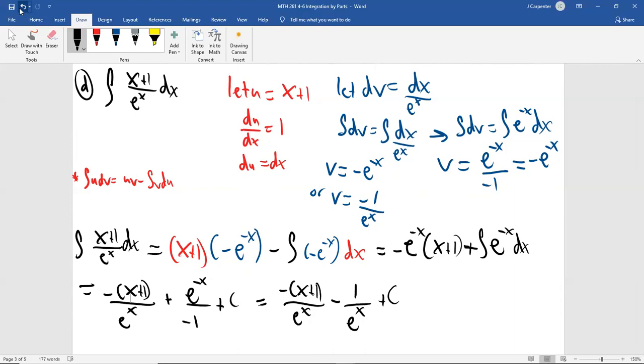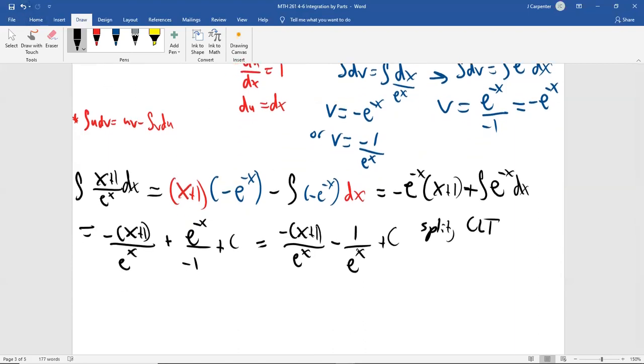1 over e to the x is the same as 1 over e to the x. So we need to separate this or split the fraction, then combine like terms. This is not an acceptable final answer. So that's negative x over e to the x minus 1 over e to the x. That was me distributing the negative to these two terms.